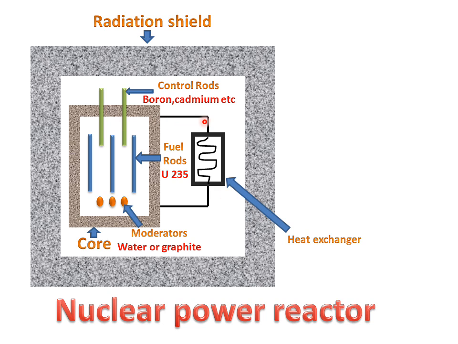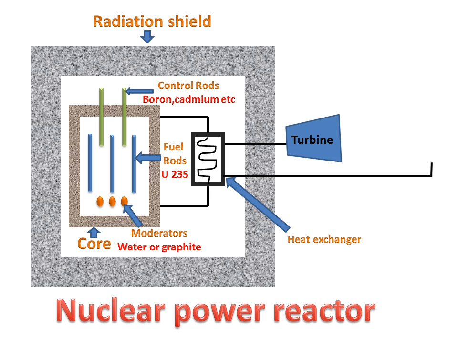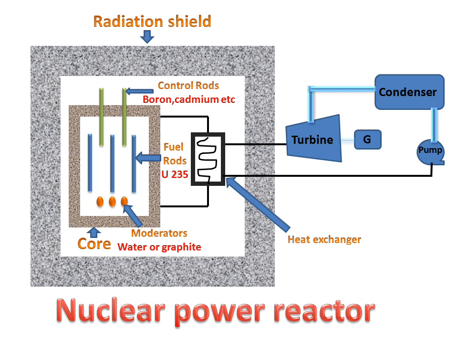This core is attached to a heat exchanger. This is a heat exchanger. This core is attached to the heat exchanger, and this heat exchanger is connected to the turbine. This is a turbine, condenser, pump, and these all are connected with the help of pipes. This is a generator, and these are the connected pipes.